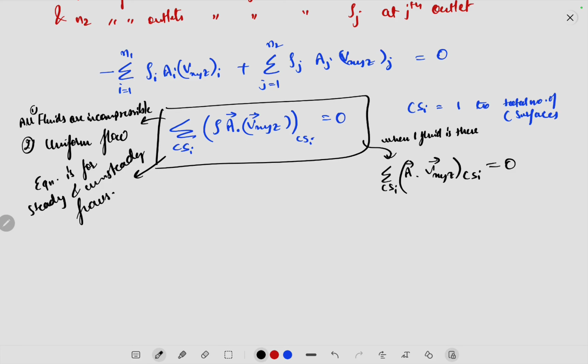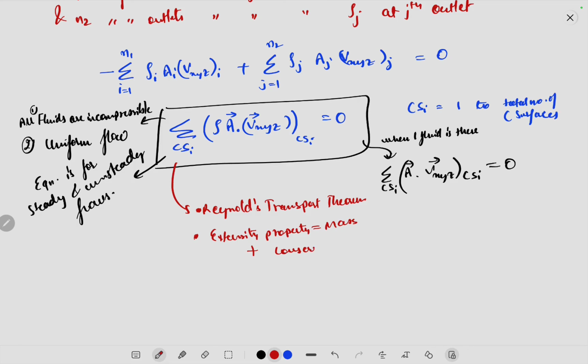Okay, so this is when one fluid is there. Let me just repeat how we reached this equation. We used the Reynolds transport theorem, using mass as the extensive property, plus the conservation of mass, which is nothing but dm by dt equal to 0, and we arrived at this equation. Okay, all right.